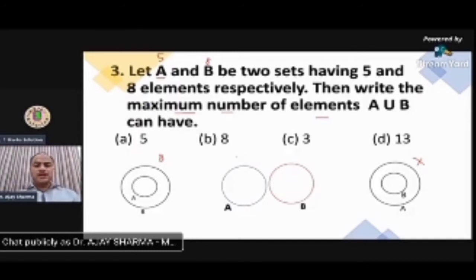Set A has 5 elements, as given in the question. Set B has 8 elements, as said in the question. So what are the total elements here? Here we have 8 plus 5, that is 13. Why 13? Because this possibility is about disjoint sets. All other cases we have discussed. So this is the required possibility when the A and B union will have the maximum number of elements. So option D is correct.